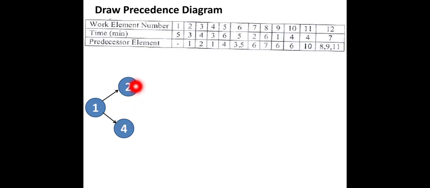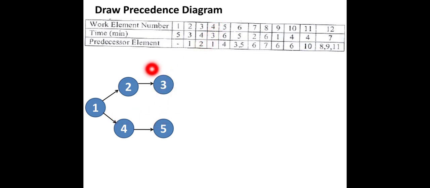Now, what should we do? We need to consider this 2 and 4 in the predecessor element row. Here it is 2 and here it is 4. From predecessor element 2, where does it go? It goes to work element number 3. So from here you need to draw 3. And again from predecessor element 4, where does it go? It goes to 5. So from 4 it goes to 5.